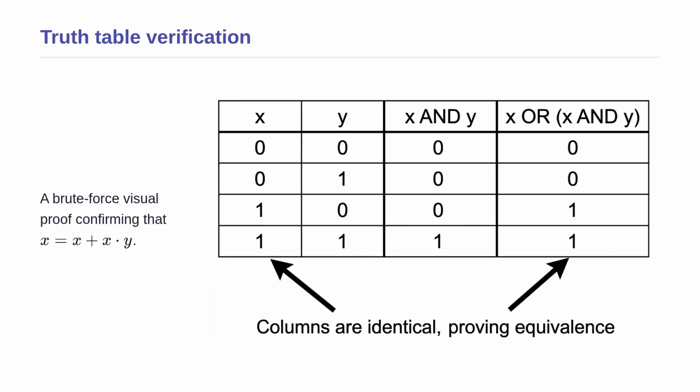We list every possible scenario for the inputs, x and y: 0,0, 0,1, 1,0, and 1,1. We then calculate x and y, and finally the full expression, x or (x and y). By comparing the columns, we can clearly see that the column for x and the final column are absolutely identical in every single row. This perfectly confirms their equivalence.